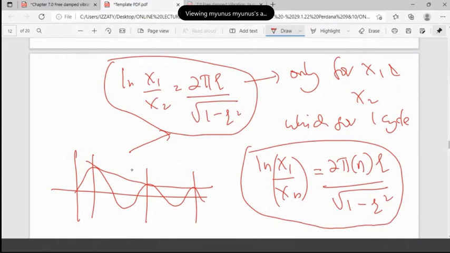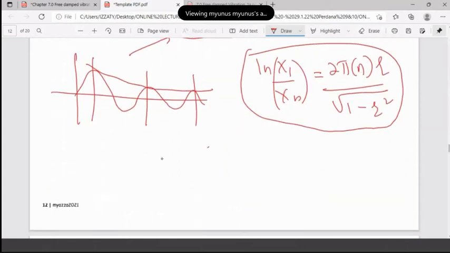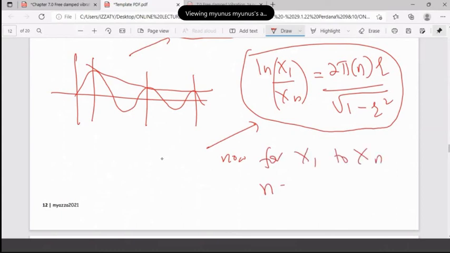So this one is for what? Now for x1 to xn, where n equals 1, 2, 3, 4, and so on, and n equals the number of oscillations. Remember that.